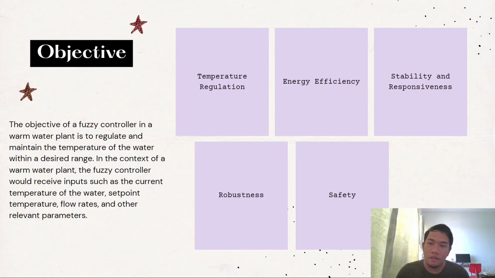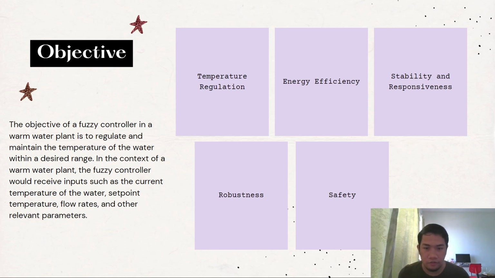Hello everyone, my name is Alif Najmi bin Ahmad Bakhari and I will explain about the objective and the scope of the fuzzy controller in a warm water plant. So, the objective of a fuzzy controller in a warm water plant is to regulate and maintain the temperature of the water within a desired range. In the context of a warm water plant, the fuzzy controller would receive inputs such as the current temperature of the water, set point temperature, flow rates, and other relevant parameters.